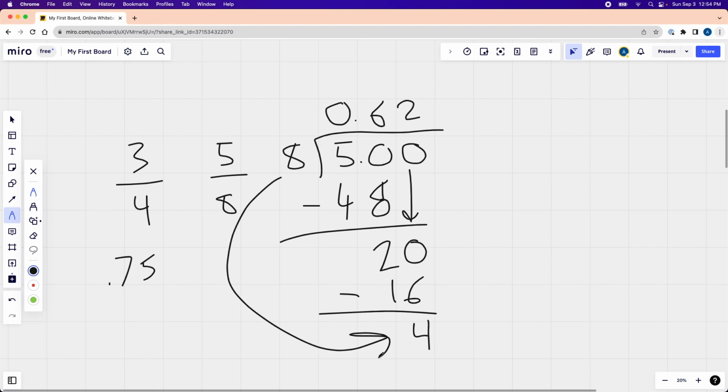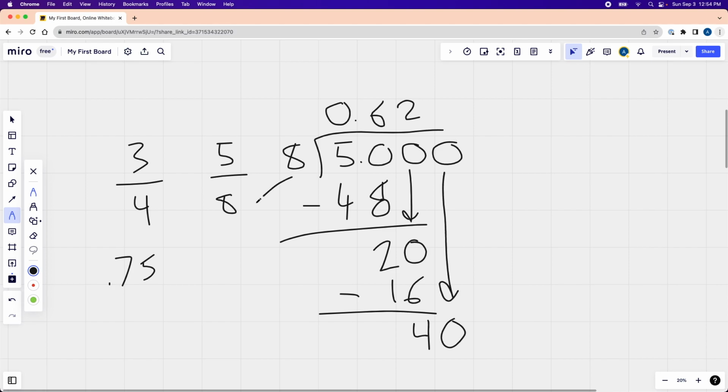And ask ourselves again, can 8 go into 4? No, it cannot, so we need to add another 0. Drop that 0 down. Now it's how many times can 8 go into 40? And that is 5, because 8 times 5 equals 40.